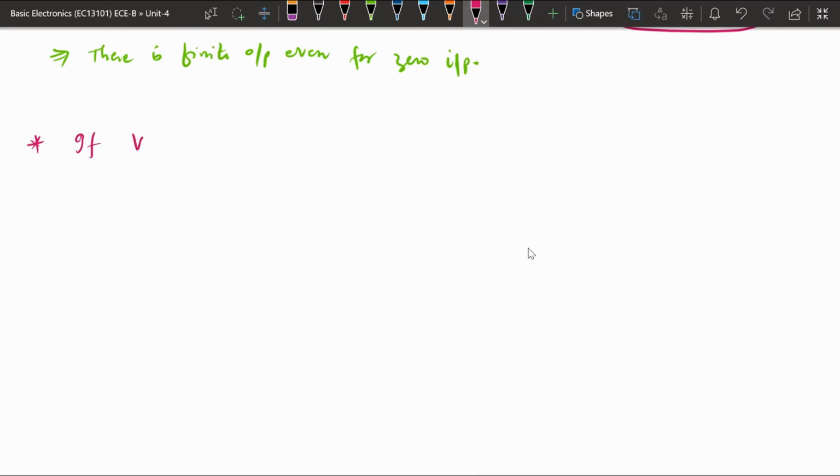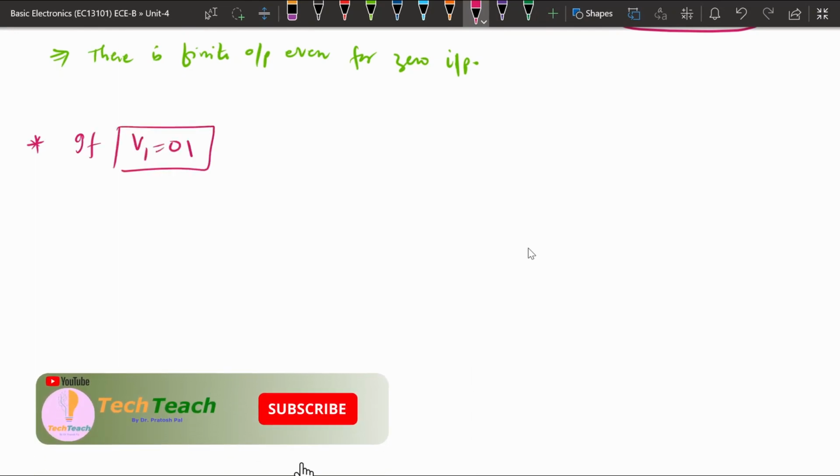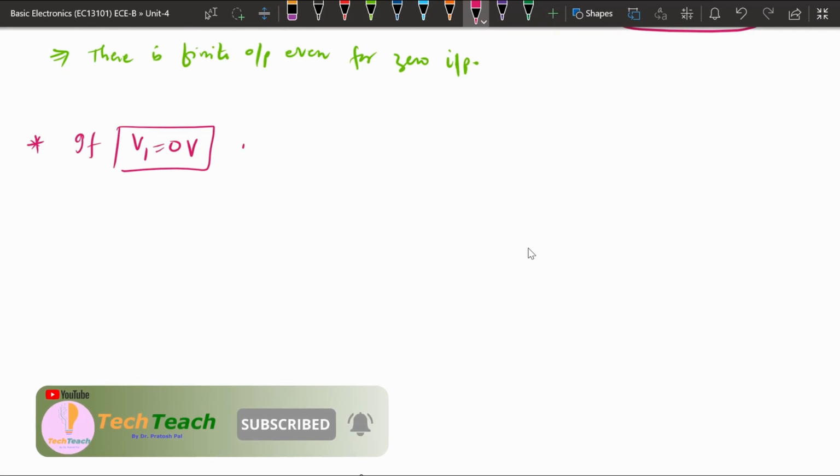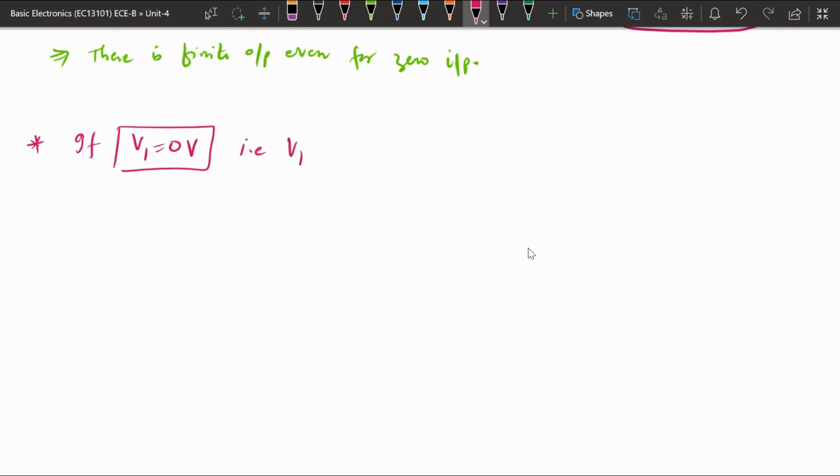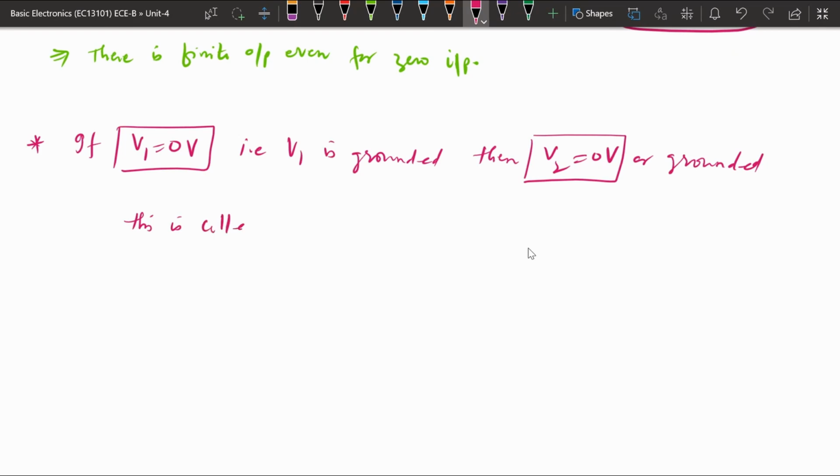Suppose V1 is equal to 0 volt. If this is the case, that means V1 is grounded. If V1 is grounded, then V2 will also be 0 volt, or it will be grounded. And this is called virtual ground. This process through which we make this circuit virtually grounded is called the virtual ground process.